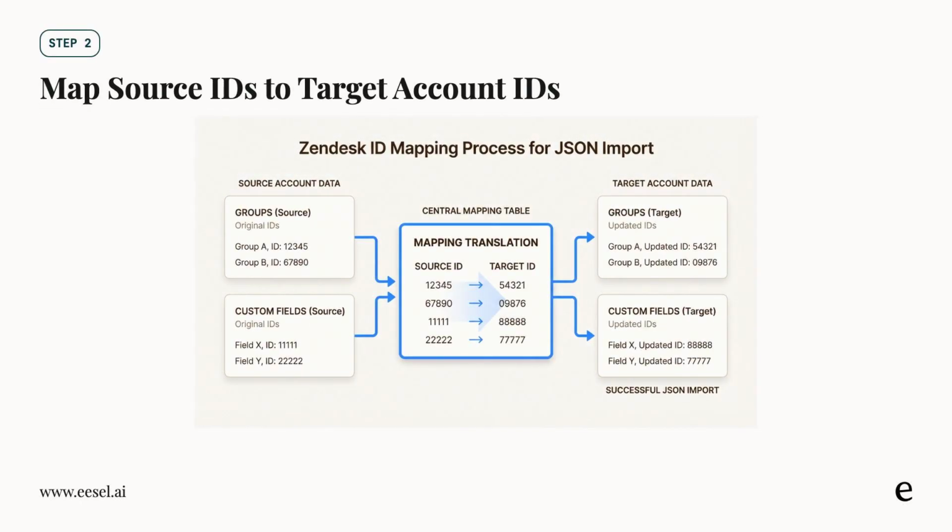This is where most migrations fail. Every group ID, agent ID, custom field ID, and schedule ID in your trigger JSON needs to be translated to the matching ID in the target account. Build a mapping document before you touch the JSON. Get it wrong and your triggers will import fine but never execute correctly.